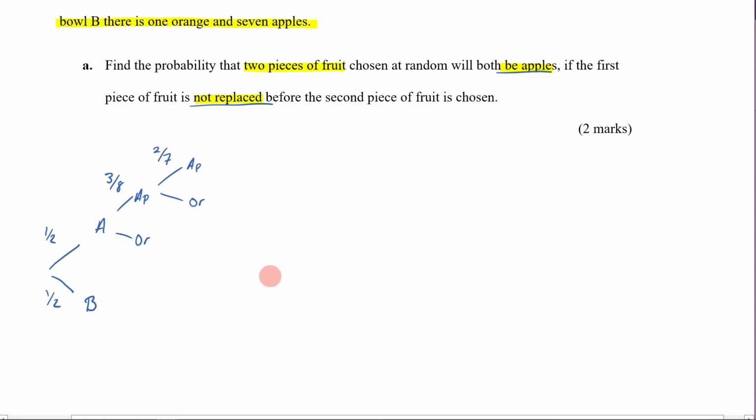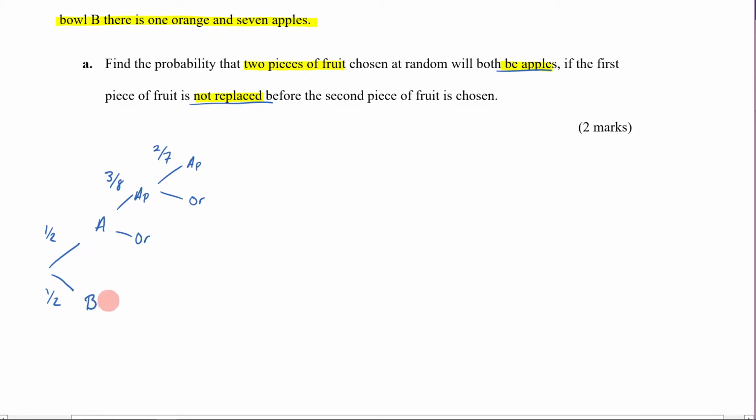And then we're going to do the same thing for bowl B here. For bowl B, what's the probability of getting an apple and an apple again? For bowl B, we're told that there are 7 apples. So that means initially there's a 7 on 8 chance of pulling out an apple, and then 6 on 7 chance of pulling out an apple. Therefore, to figure out what the probability of A intersection of 2 apples is going to be, 1/2 times 3 on 8 times 2 on 7.